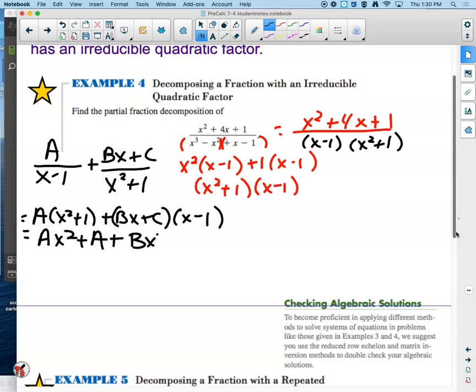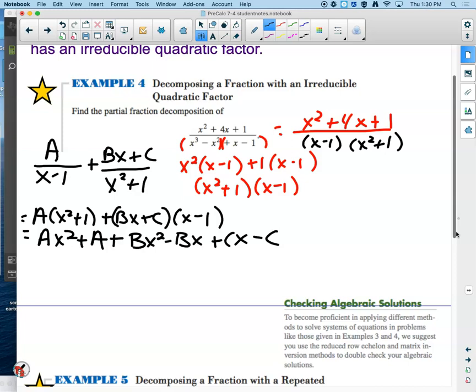So we have bx squared. Let's go ahead and do, well, it's not going to make a difference, but I really do like to keep the order having the b first. So outside times outside is bx squared, outside times inside is minus bx, inside times inside is plus cx, and then a minus c.